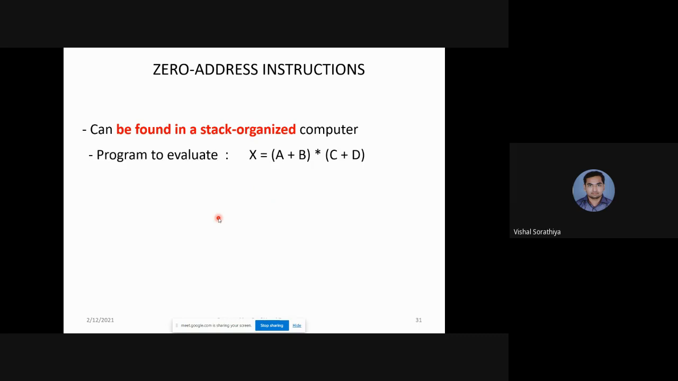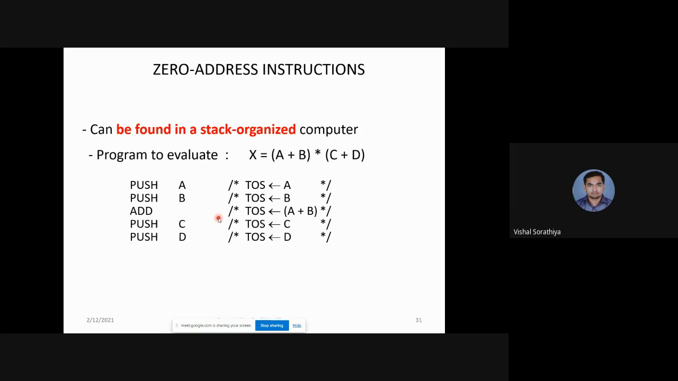Zero address instruction can be found in a stack organization in a computer. It will be like this: push A, push B, add. Once you push A and push B, when you do the add, it will do the addition of the previous two. Then push C, push D, and then add. It does the addition of the previous two. Then multiplication, so it will operate on the previously added results, whatever is in A and B and C and D. And then you pop that result into the location X. So you are taking the data with the push instruction, add instruction. That's the zero address instruction, and it can be found in a stack organized computer.